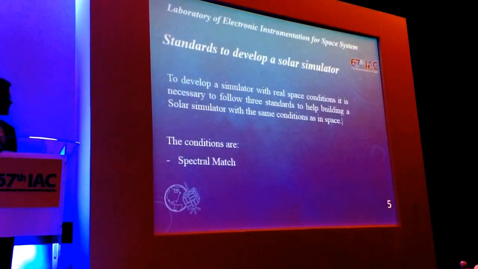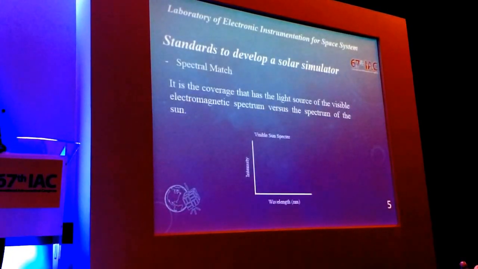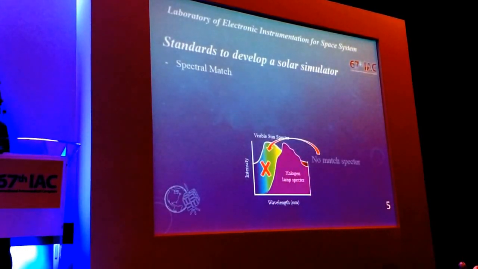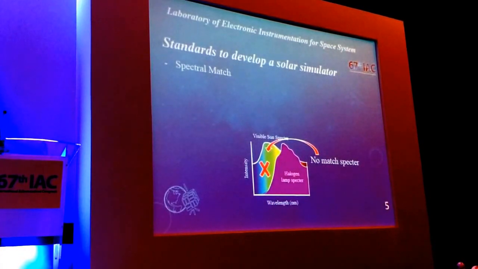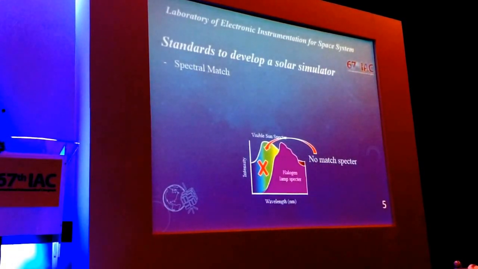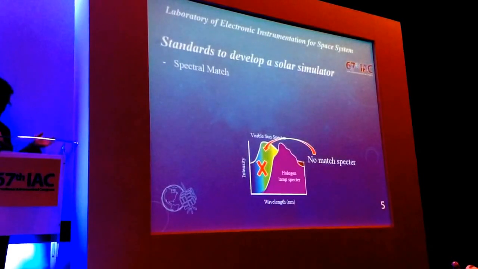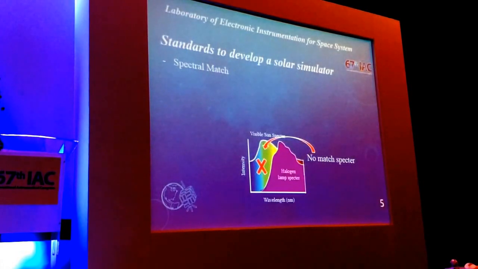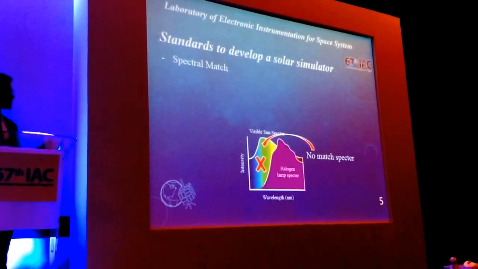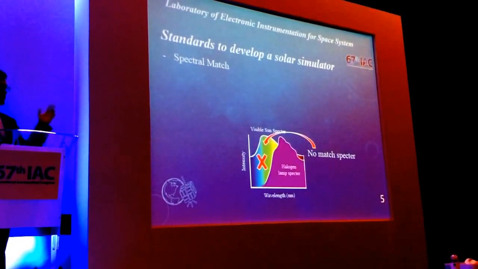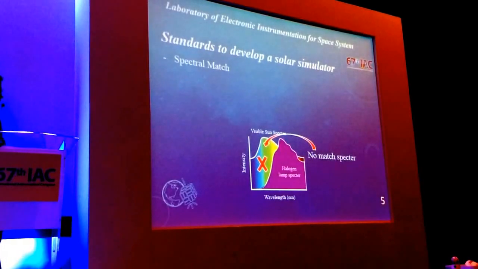The first standard means the coverage that our light source has versus the electromagnetic spectrum that the sun emits. For example, here we have the electromagnetic spectrum of the sun, and versus it a halogen lamp. And we can see here that the spectrum that the lamp emits is not enough to cover all the electromagnetic spectrum of the sun. This is the reason we need to know about lighting technologies that cover the electromagnetic spectrum of the sun as closely as possible.